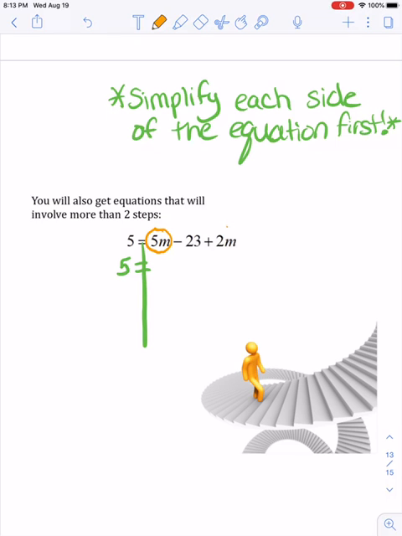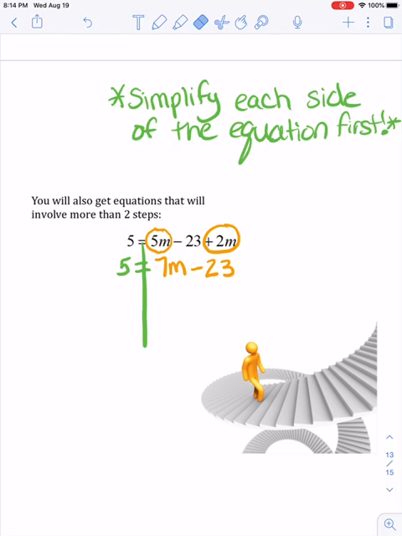I got the 5m and the 2m. So 5m plus 2m should give me 7m minus 23. I cannot combine the 5 and the 23 because those are on opposite sides of the equal sign. Think of this as like a wall. You can't just combine things on opposite sides of the wall. You have to move things in order to combine them. So we cannot combine them yet.